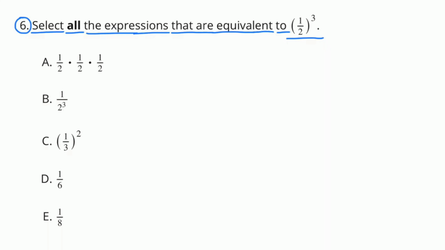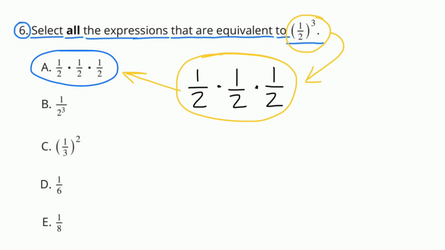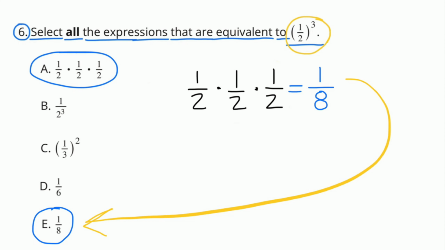Number 6. Select all the expressions that are equivalent to 1/2 to the power of 3. That's the same as 1/2 times 1/2 times 1/2. So we certainly can select A. And 1/2 times 1/2 times 1/2 equals 1/8. So we can select E.